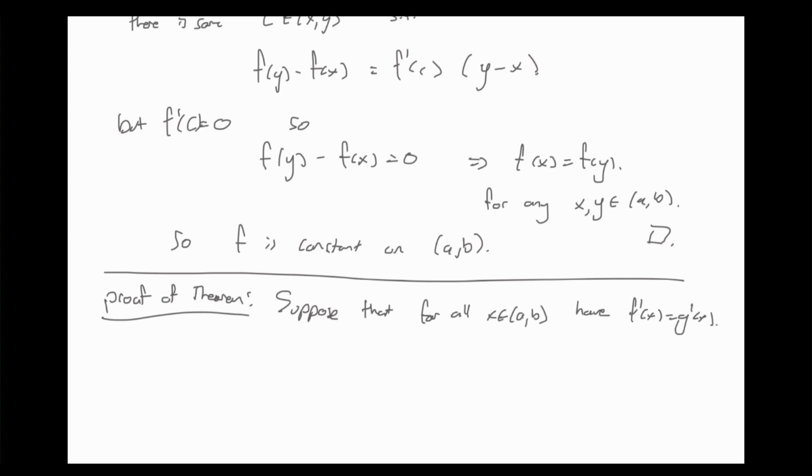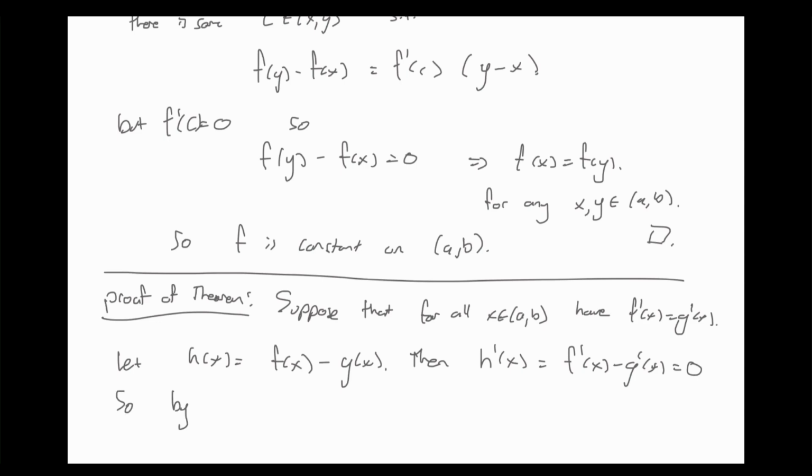Now I'm going to let this function h of x be f of x minus g of x on the interval a to b, and we're going to show that h is a constant function. So notice that h prime of x is just f prime of x minus g prime of x, just by definition. So that's equal to 0 because we're assuming that f prime of x is equal to g prime of x, and that's true for all x in a to b. So in other words, by our proposition, h must have been a constant.